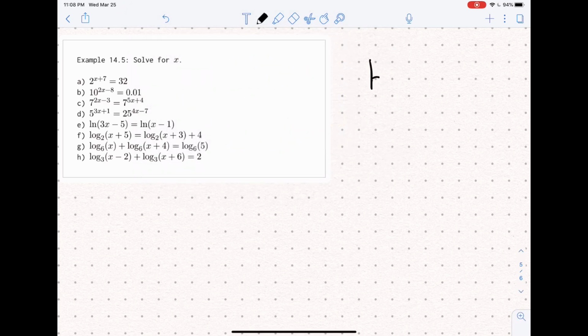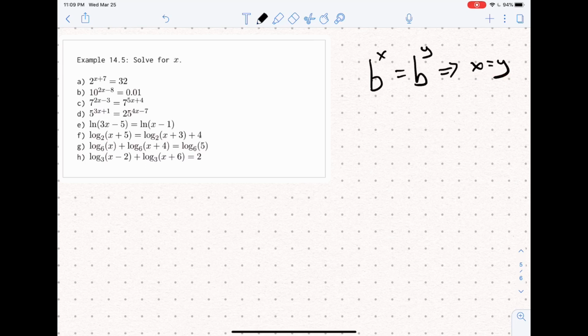If we have something to the x equals the same something to the y, it's very nice if we get this because we know that x must be equal to y. So this gives us x equals y. Somehow, if we're working in an equation and we can get an exponent with the same base on each side, so that the entire left side is something to a power and the entire right side is that same something to a power, then the powers must be equal. That's what this is saying.